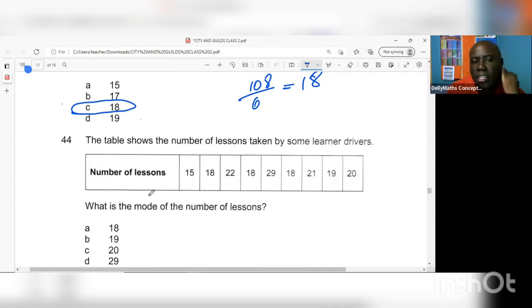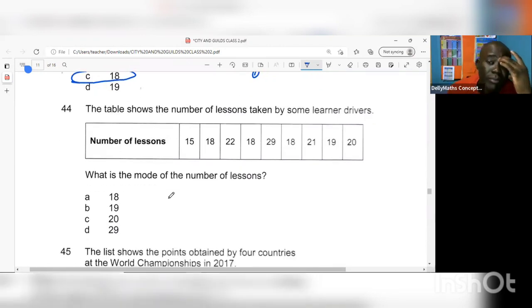The table shows the number of lessons taken by some learners from Learner Driver. All right, so the number of lessons, you could see them there. What is the mode number of lessons? The mode number of lessons is 18, the one that occurred most frequently. So it's 18.